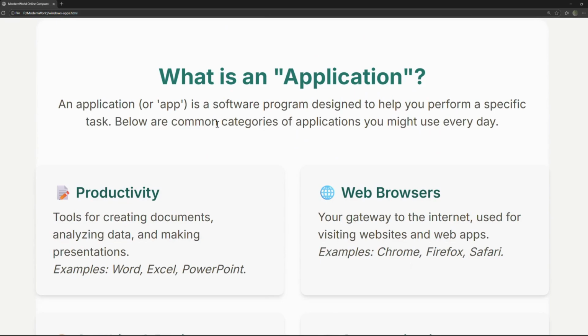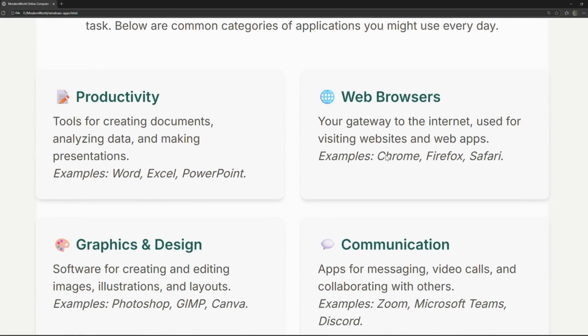Let's see what an application is. An application, usually known as an app. Think about it like your phone. Your phone has apps, and what you see are called icons on your phone. The application is the same here on the computer. It's a software program designed to help you perform a specific task. Below are common categories of applications you might use in your everyday life.